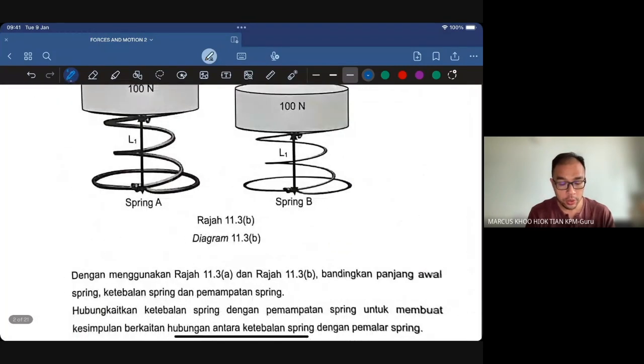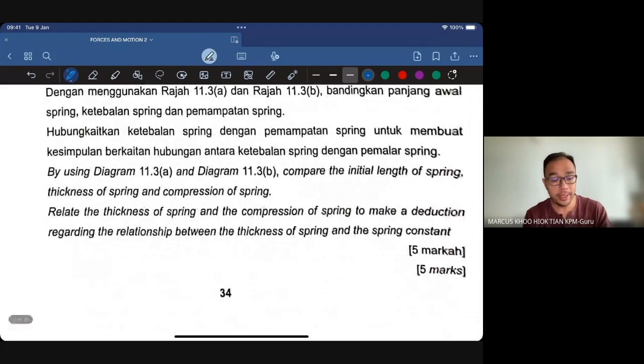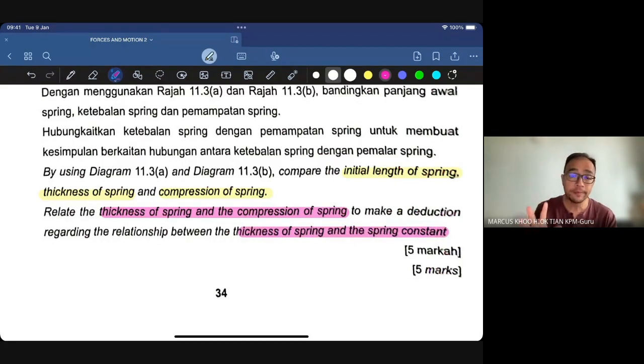So by using diagram 11.3a and 11.3b, compare the initial length of the spring, number one, thickness of the spring, number two, compression of spring, number three. So three things to compare. Compression is pemampatan, how much it is compressed. Then after that, the two things to relate. Relate the thickness of the spring and the compression of the spring, number one. To make a deduction regarding the relationship between thickness of the spring and the spring constant. So 5 marks, 5 points.